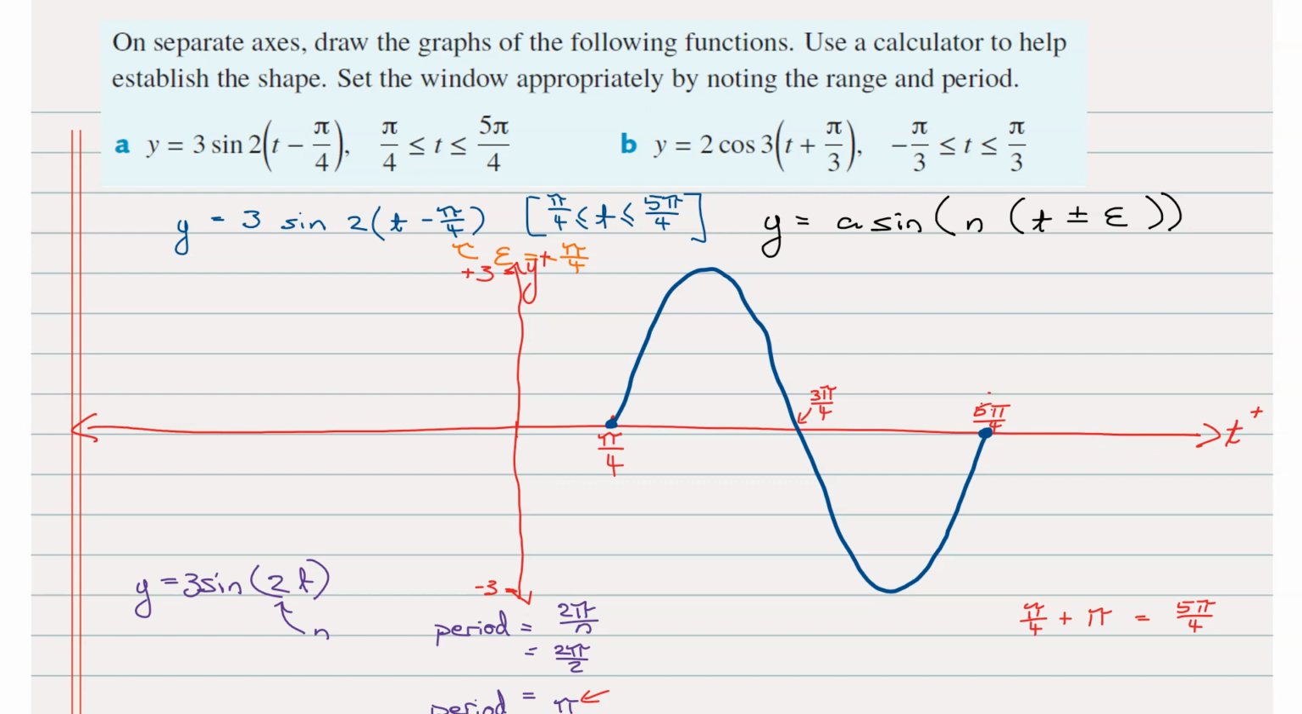Secondly, we can see up here that it's got a maximum value of positive 3 and a minimum value of negative 3. You could take this as a basic example of how we could graph dilated sine and cosine functions that have also undergone a horizontal translation. In the next video, I'll have a go at doing this function here.